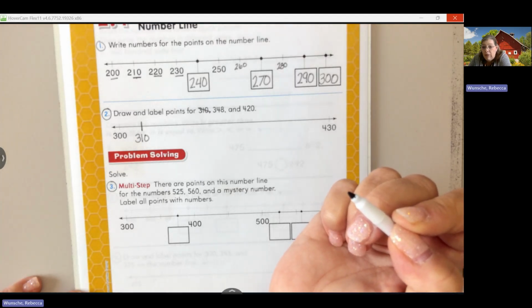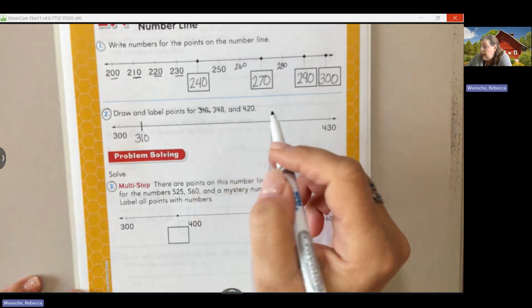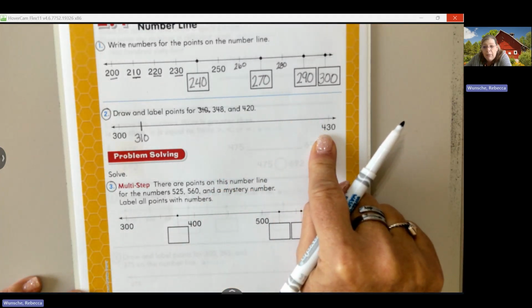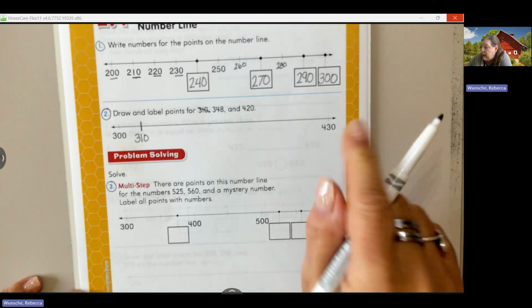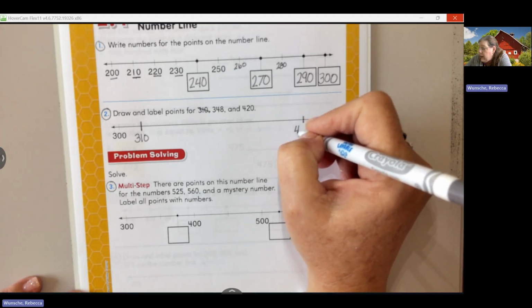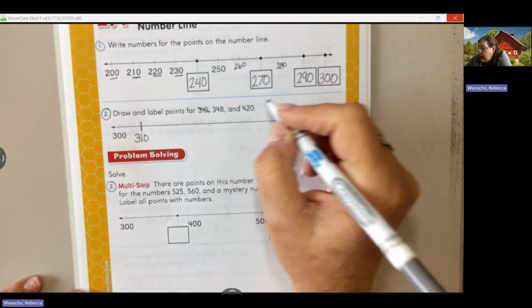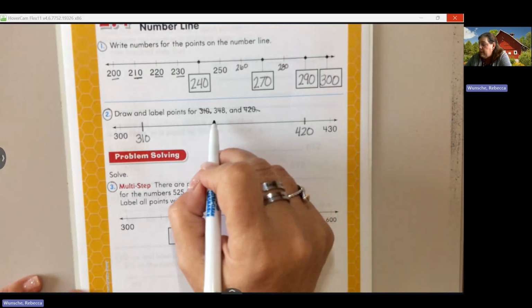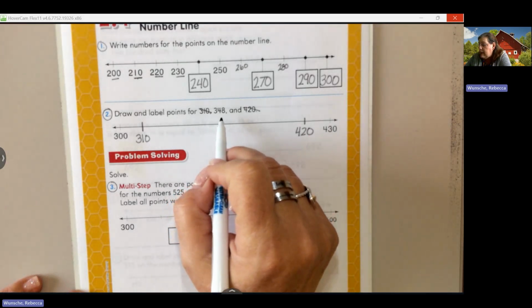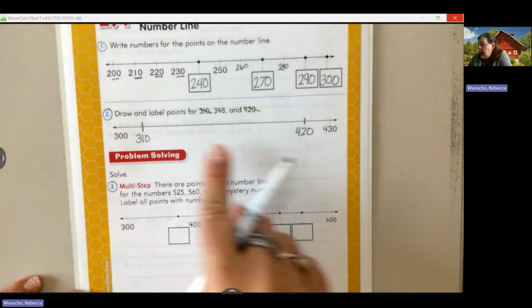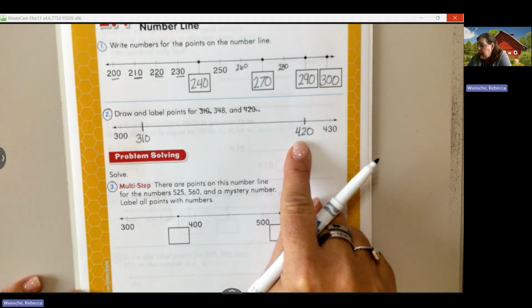Okay, I don't always do these in order, because the next one that I look at, look, I've got 420 and 430. Those are close neighbors to each other too. I can figure that out pretty quickly. I know 420 is a little less, but it would be a pretty close neighbor to 430. So I'm going to go ahead and put it down there by 430. Now my number that I'm left with is 348. Well, 348 is not really close to 310, and it's not really close to 420 either. That's a little more challenging.